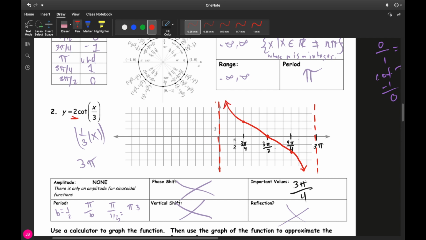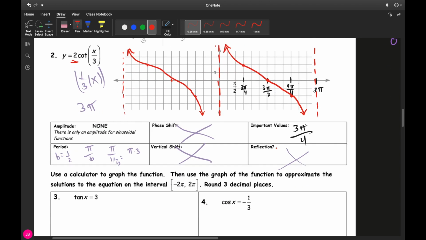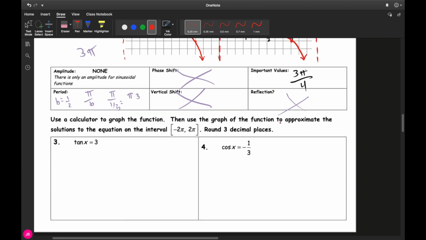And of course, it's going to repeat on the negative side. And I'm just counting 3 spots. And there we go. This is all you need to know about the graph of cotangent. Now let's focus on these questions.